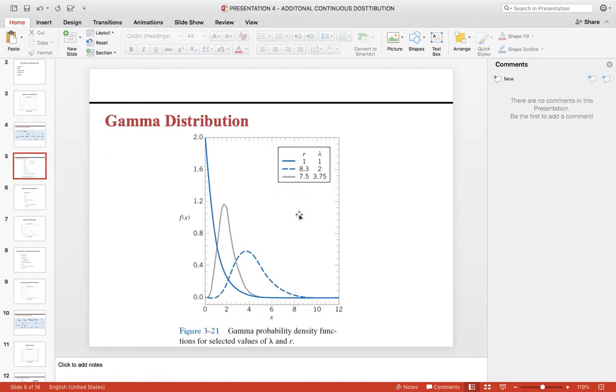The shape of the gamma distribution varies with the values of the parameters. If r is 1 and lambda is 1, the gamma distribution has an exponential decline. When r is greater than lambda, then it has a little skewed distribution. As the difference narrows down and it comes closer, then the distribution gets a little more normally distributed. Right? So these are the properties.